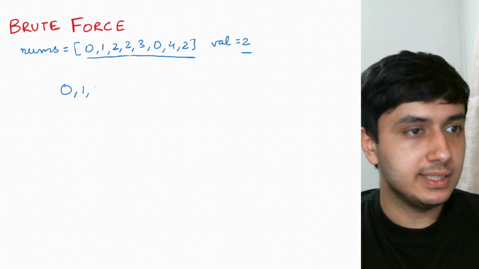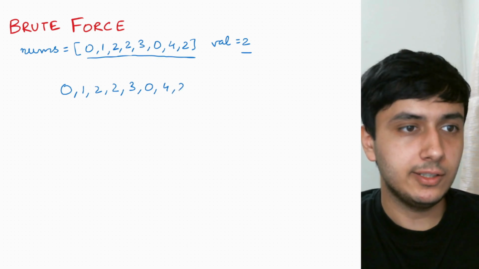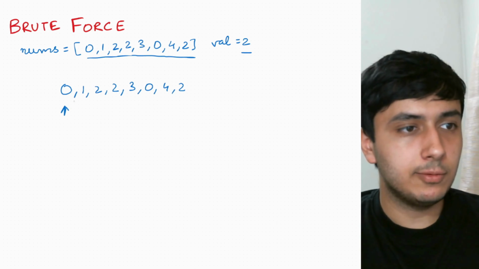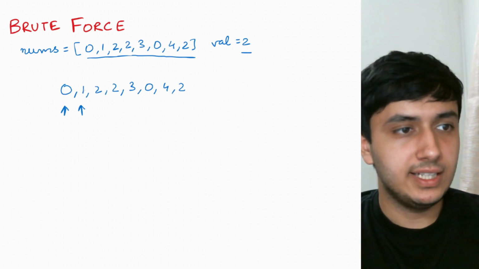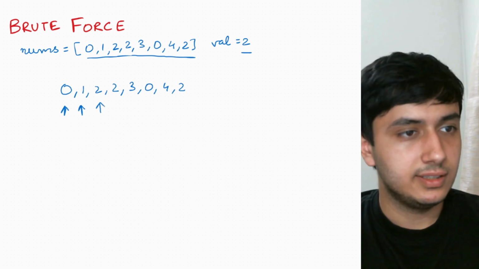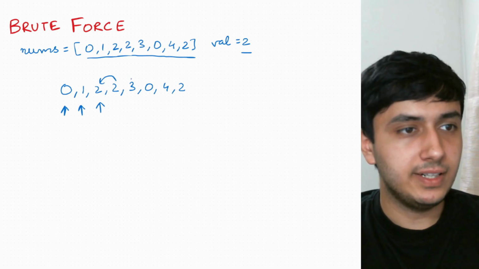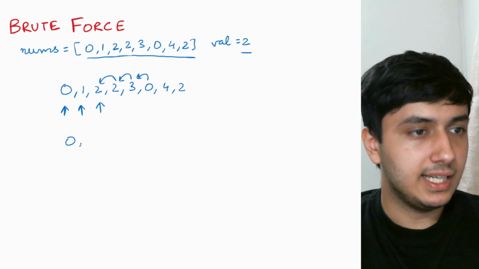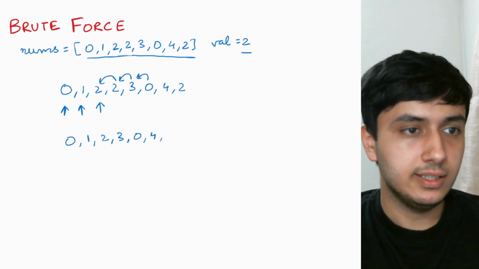So the array given to us is 0, 1, 2, 2, 3, 0, 4, 2. We set a pointer at the start equal to 0. So 0 is not equal to 2. We move the pointer one place ahead. 1 is not equal to 2. But now 2 is equal to 2. So we'll just move everything to the right of it one place left. The new array will look something like 0, 1, 2, 3, 0, 4, 2.